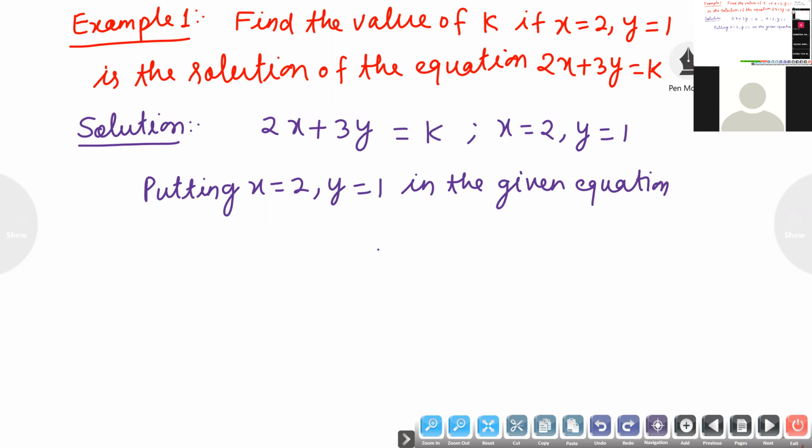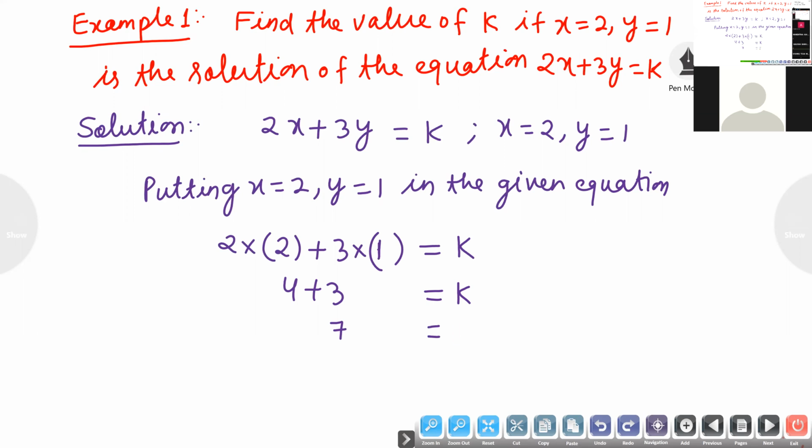2 into the value of x, which is 2, plus 3 into the value of y, which is 1, is equal to k. 2 twos are 4, plus 3 is equal to k. 4 plus 3 is equal to 7. The value of k is equal to 7.